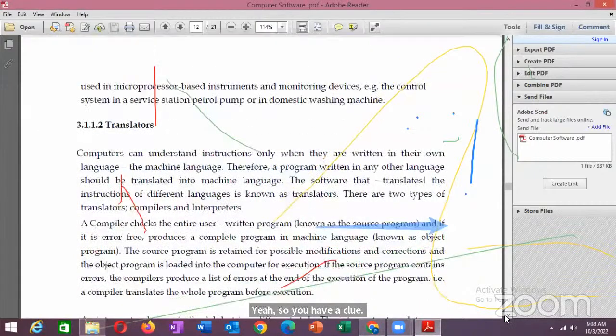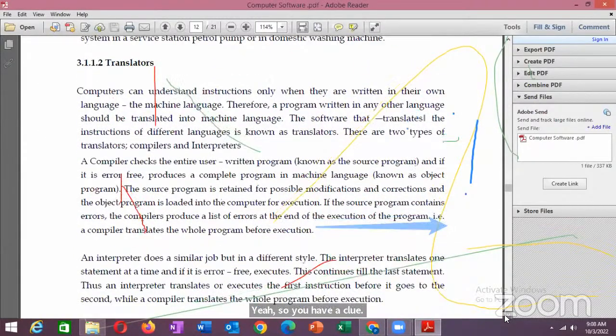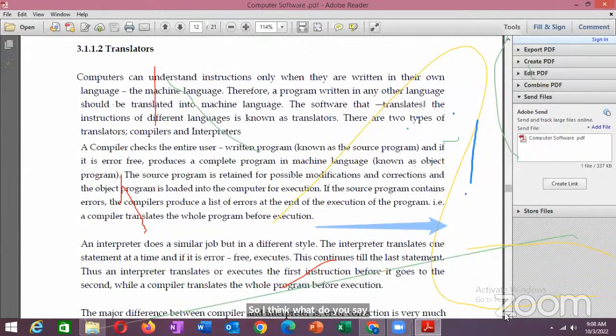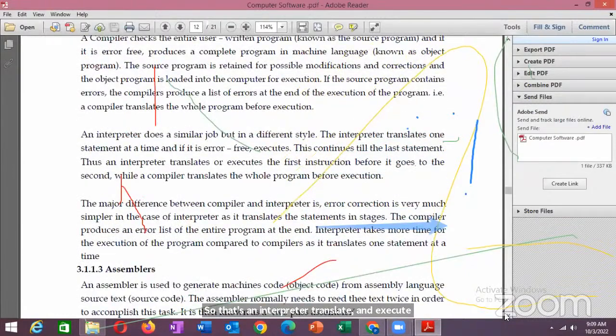So I think what you say is that a compiler converts the entire program into machine code, but an interpreter translates statement one at a time, and if it is error free, executes it line by line. This continues until the last statement. Thus an interpreter translates and executes the first instruction before it goes to the second, while a compiler translates the whole program before execution.